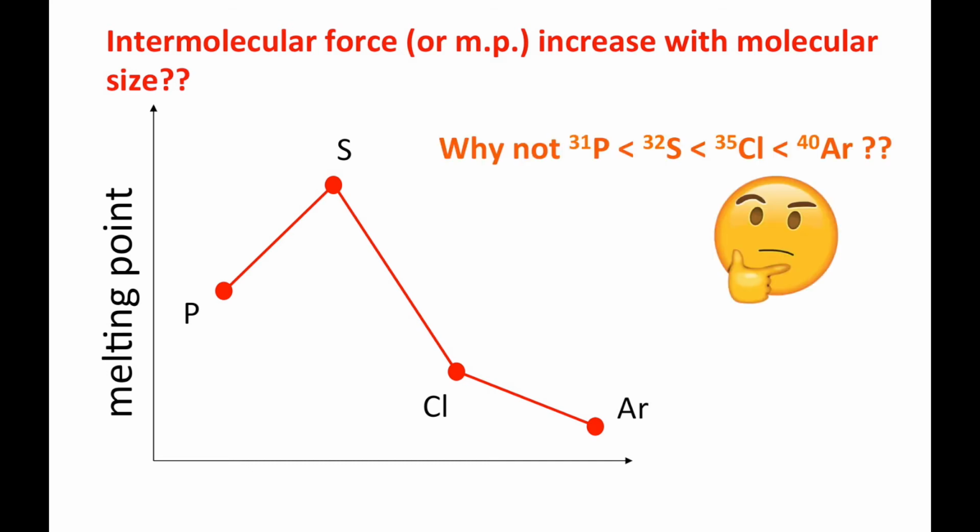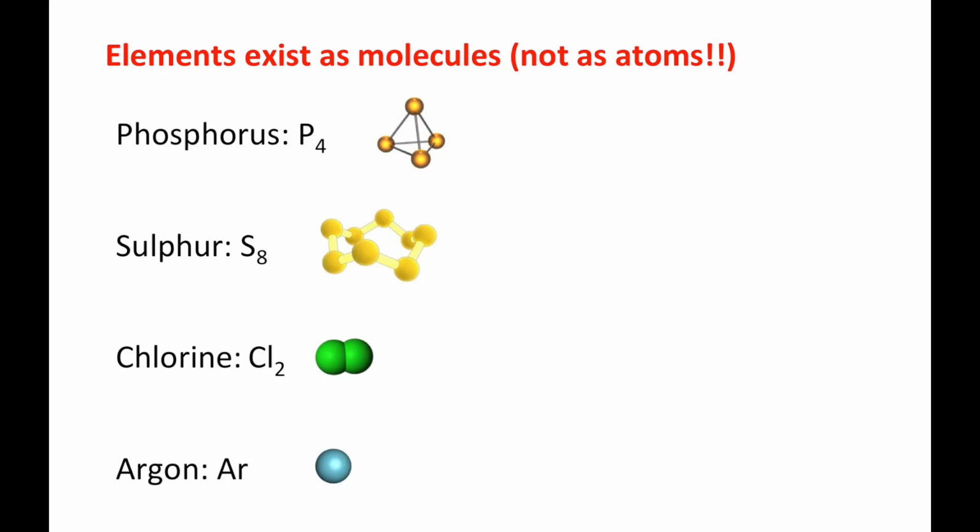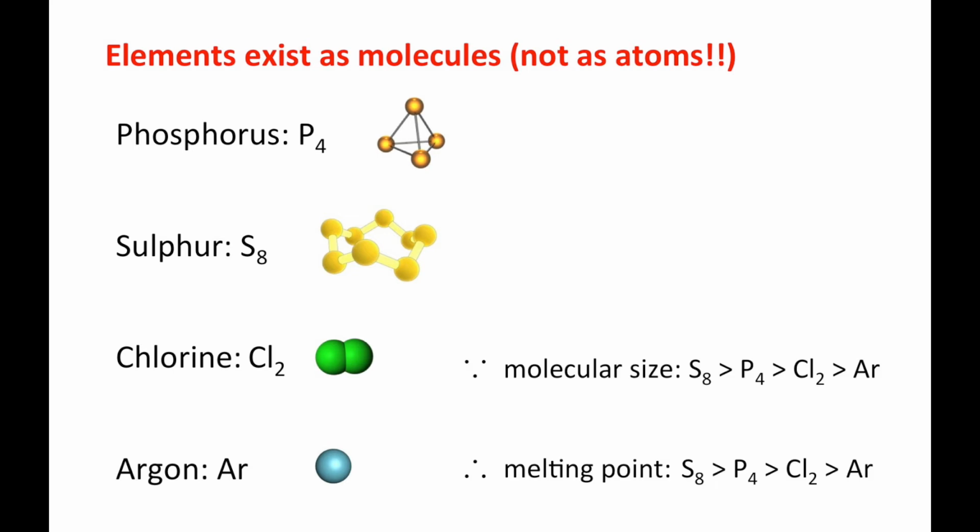This makes us confused about why the boiling point or melting point does not increase with the atomic number like this trend. But the reason behind it is that the elements exist as molecules, not atoms. Here we show the real molecules of several elements. Phosphorus exists as P4, sulfur exists as S8, eight sulfur atoms joined together by covalent bonds to form a molecule, chlorine as Cl2, and argon as a monoatomic element. Sulfur has the largest molecular size, then comes phosphorus, chlorine, and argon.